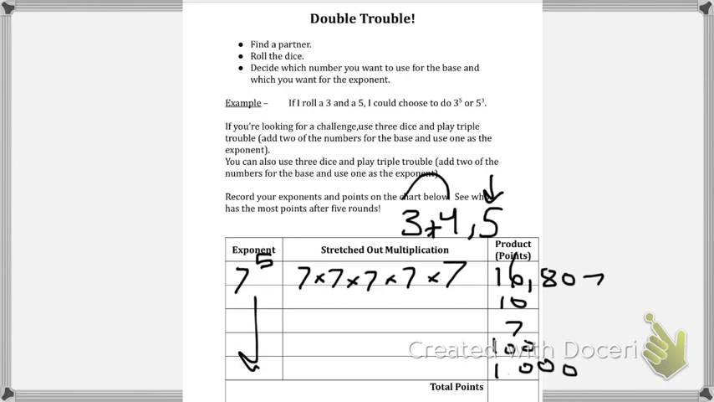So they might have used 2 dice for some of them, 3 dice for some of them, but in the end they would add up their whole product and would get final total points of 17,924.